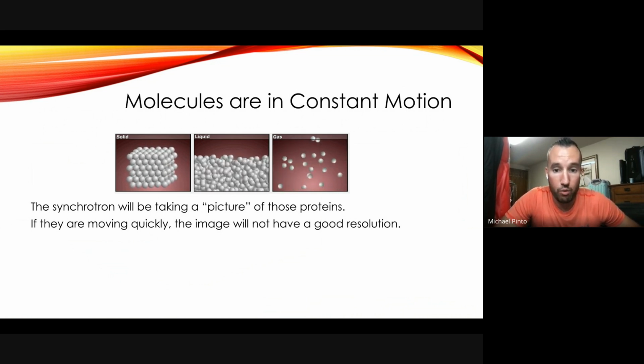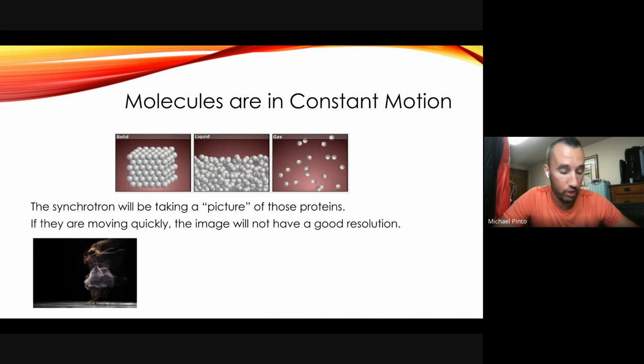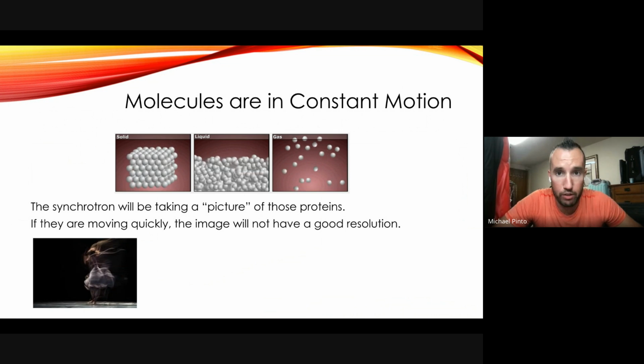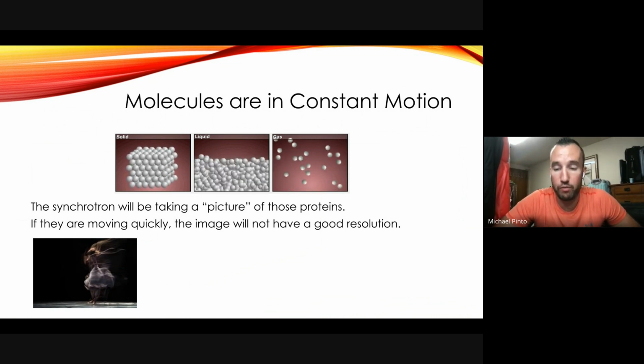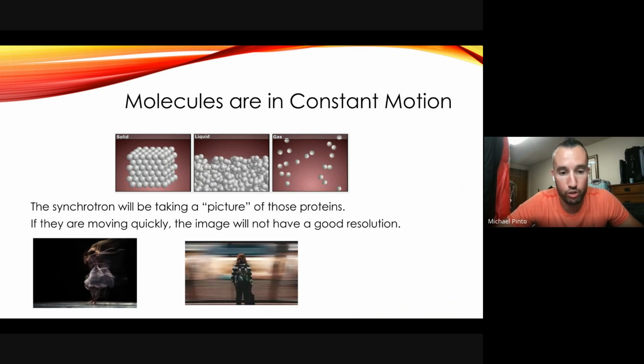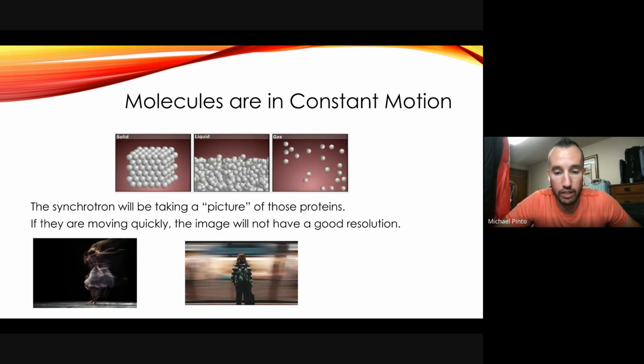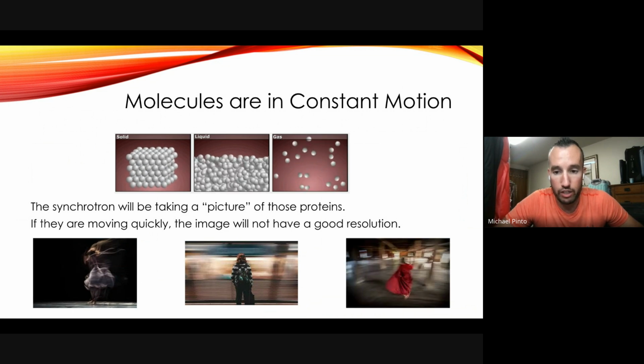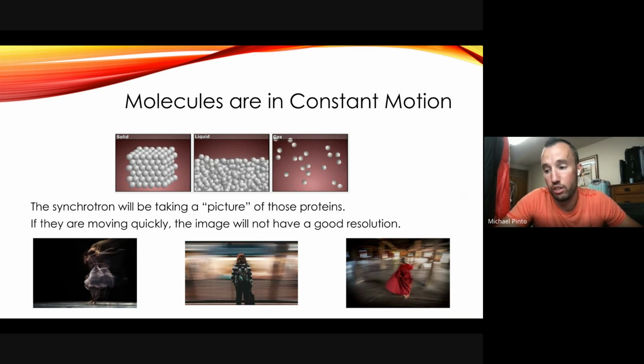Now the synchrotron will take a picture of those proteins. If they're moving very quickly, you're not going to have good resolution with that image. Think about trying to take a picture of a car moving very fast, or a person running, or a train going by. When it's moving very quickly, you're not going to get a good image, because you're trying to take a snapshot of a moving object. So the goal is to get these protein molecules to move as slowly as possible so we can get a good image of them.